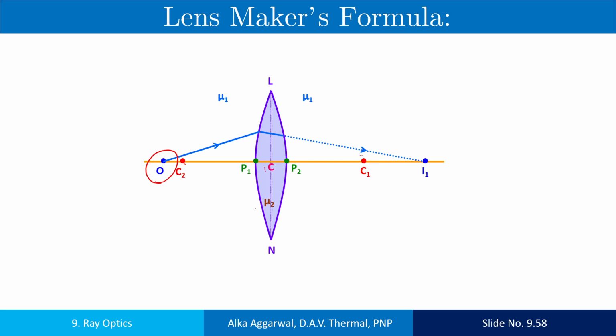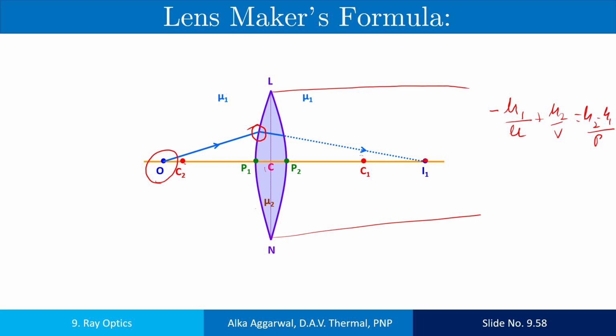The ray is incident on the surface LP1N at this point, and say there is no second surface, this surface is continuous, and after refraction from this surface, the image is formed at the point I1. Using the relation for refraction from rarer to denser medium, mu1 upon U plus mu2 upon V equals mu2 minus mu1 upon R. Here U is this distance, V is this distance, and R is this one.